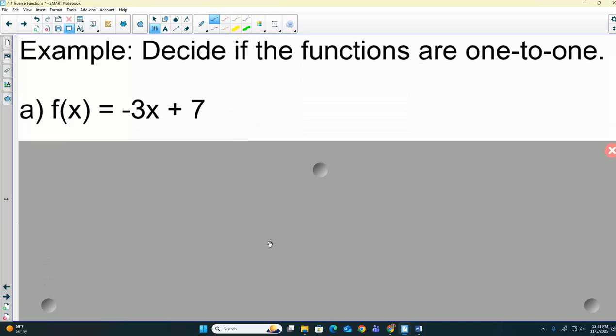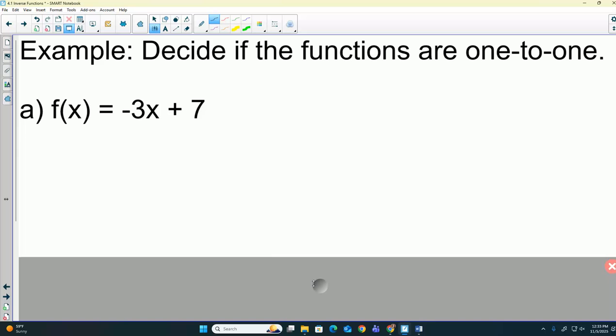So one-to-one says y never repeats. So if I want to decide if y repeats, we're going to pretend it does. We are going to pretend that when you put in an a and when you put in a b, those y values are the same. So f of a would be negative 3a plus 7. f of b is negative 3b plus 7. Now I want to solve this for a. So what would we do?